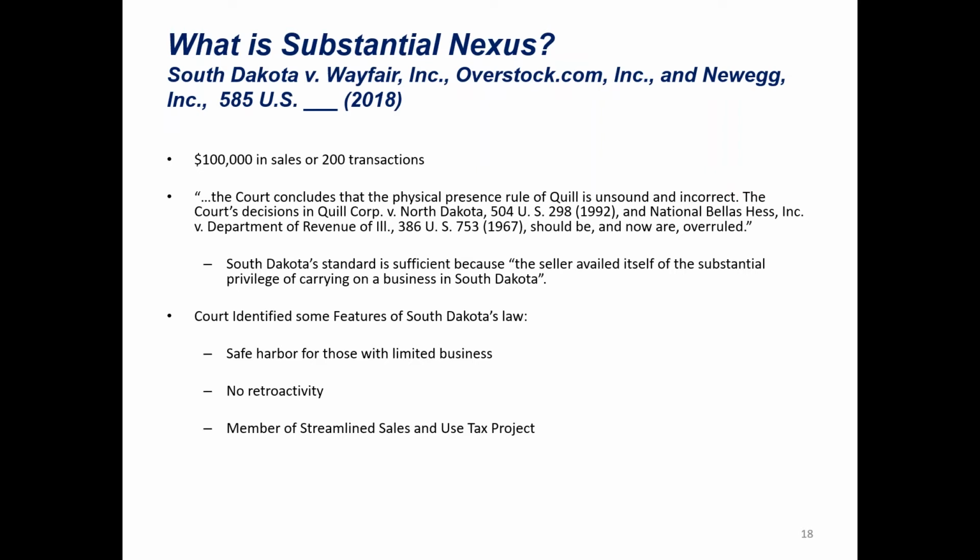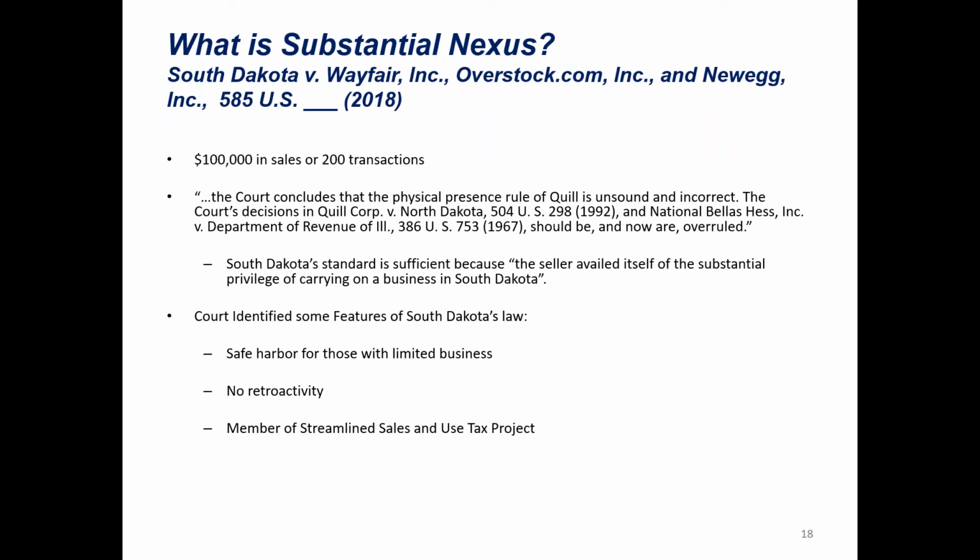So the case was followed by lots of people, and it was questioned as to what it meant and why they were taking this case and why after 25 years they were making this decision. And it was decided in the end that the Supreme Court overruled Quill and National Bellas Hess. They said that the language and standards that we created in those two cases should be overruled. And that the South Dakota standard was sufficient because the seller availed itself of the substantial privilege of carrying on business in South Dakota.